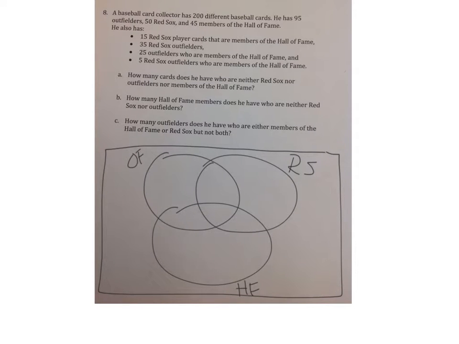Here's the other word problem that we had. It's about the baseball card collector with the 200 different baseball cards. So again, you can pause this to fill this out. We've got 95 outfielders. 50 Red Sox, and 45 Hall of Famers.